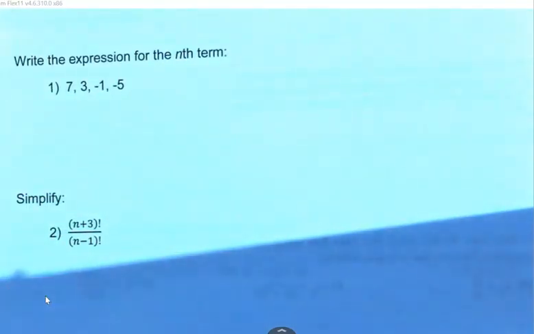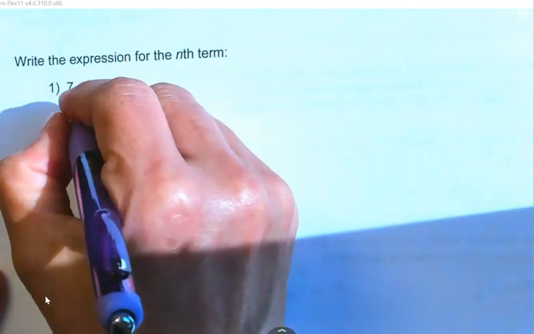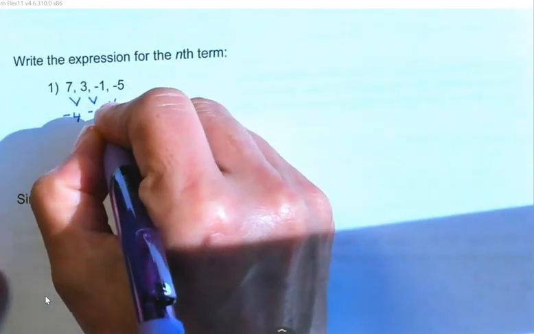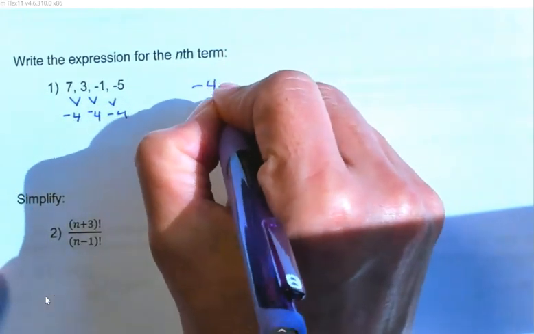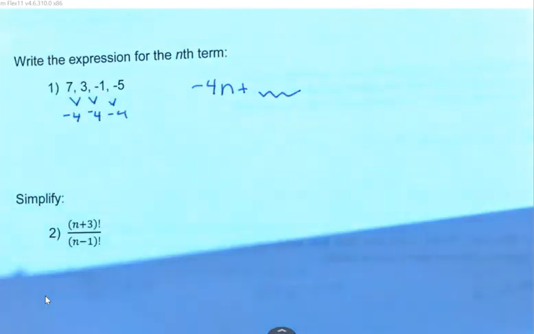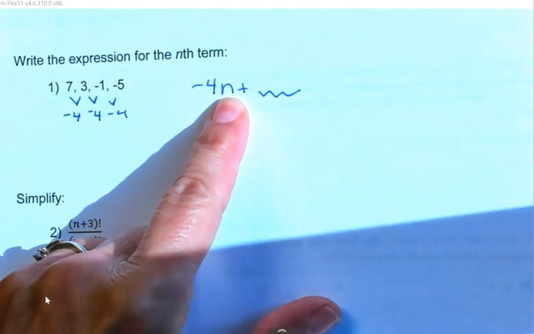For number 1, what are they all decreasing by? They're decreasing by 4, so that's consistent. So I know it's going to be -4n, and then we're going to have to add or subtract something. So remember, 7 is the first term, and 1 is what you plug in for the letter n.